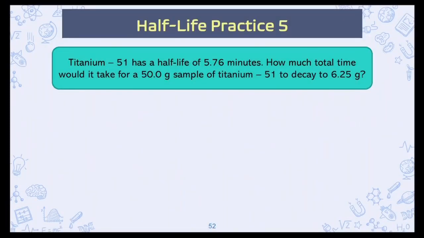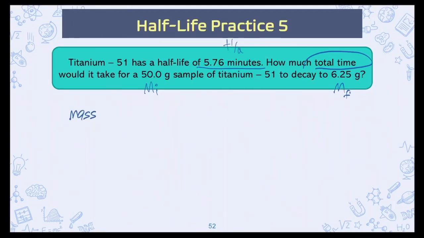Our next problem shows titanium 51. It has a half-life of 5.76 minutes. So this is T1 half. How much total time, so the total time is what we're solving for, would it take for a 50 gram sample, so that's going to be our initial mass, of titanium 51 to decay to 6.25 grams. So this will be our final mass. Once again, we don't have both values for time. So because of that, we're going to go right into our chart.